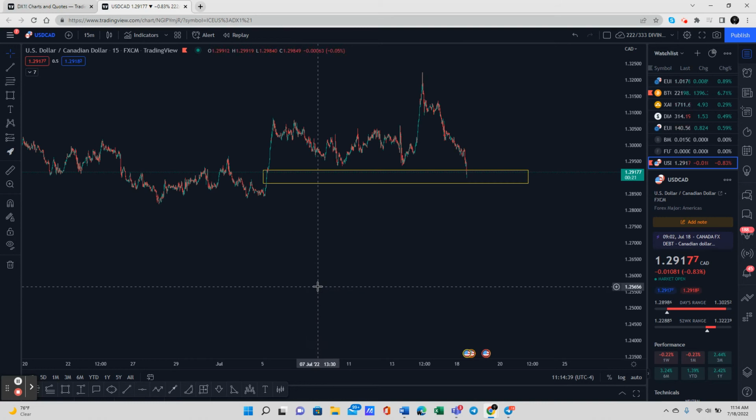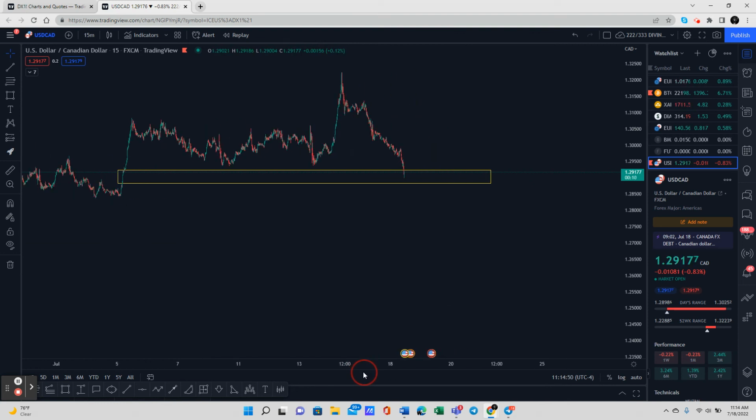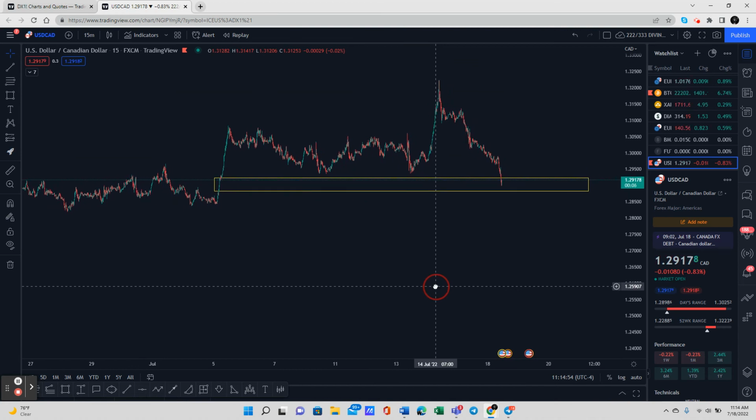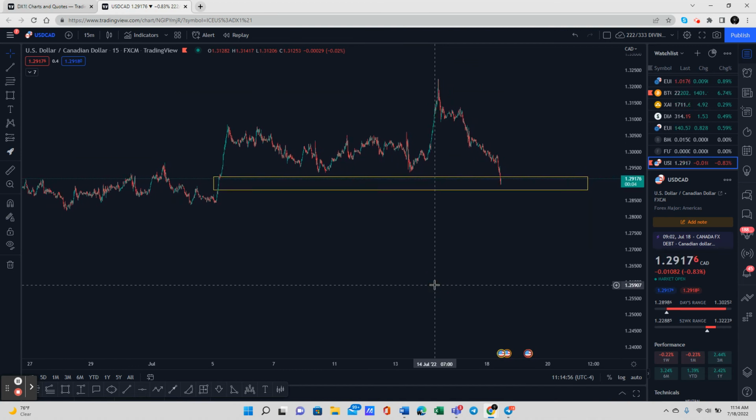Hey, good morning. So this is the U.S. dollar Canadian dollar on the 15-minute chart. My targets were hit.